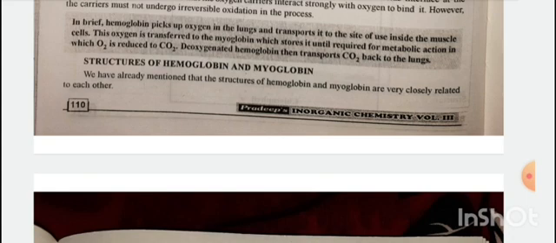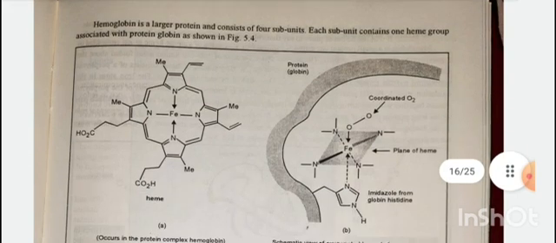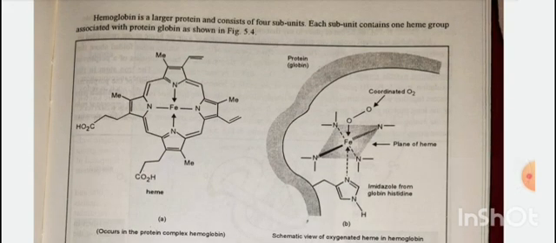Deoxygenated hemoglobin then transports CO2 back to the lungs. Structure of hemoglobin and myoglobin. We have already mentioned the structure of hemoglobin and myoglobin are very closely related to each other. Hemoglobin is a large protein and consists of four subunits.